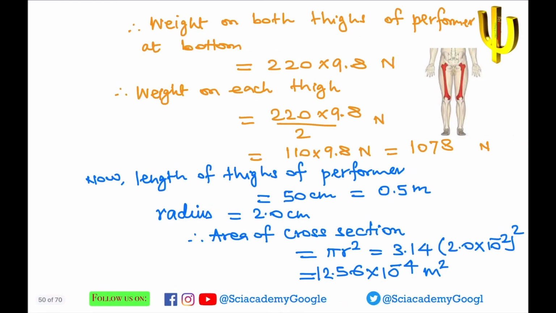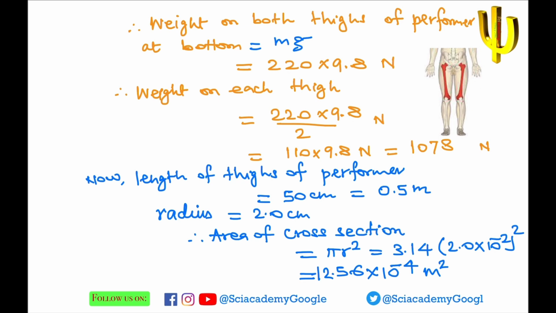So let us calculate the weight on both thighs of the performer. That will be given by weight is equal to m into g. So m is the mass applied on the thighs of the performer. This is the structure of the femur in a human being. So the total mass acting on the two thighs is equal to 220 kg.